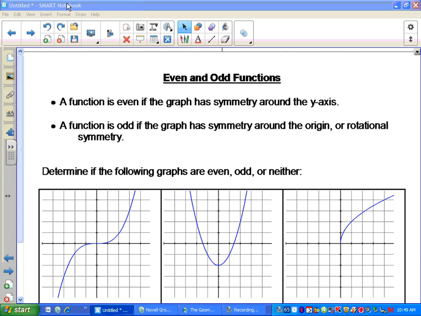Oh, let's finish our notes, though. Sorry. A function is odd if the graph has symmetry around the origin. We call it rotational symmetry, and it's rotational by 180 degrees. If I turn it 180 degrees, it should land on itself. So get that one written down in your notes as well. We got them all?